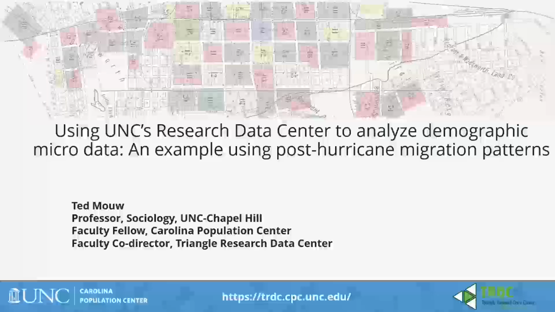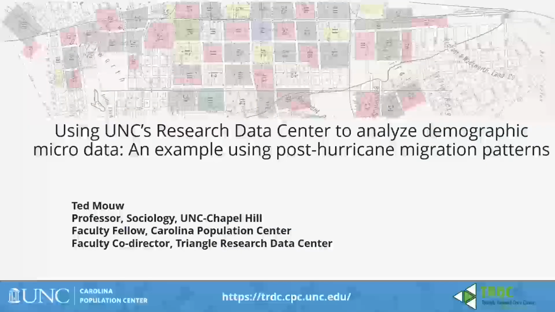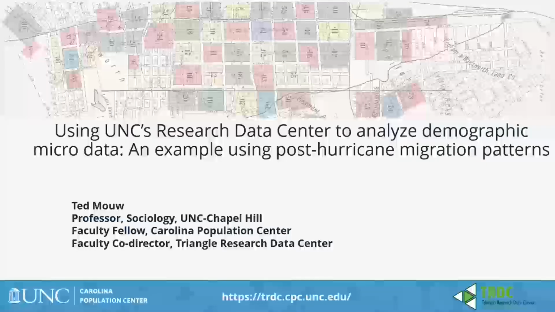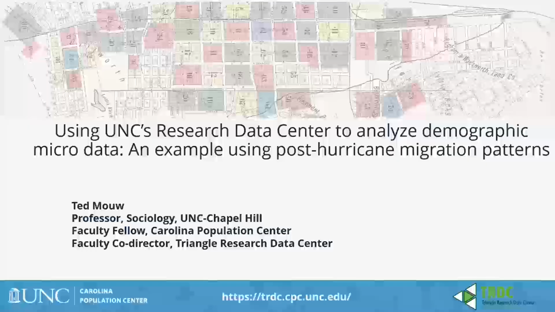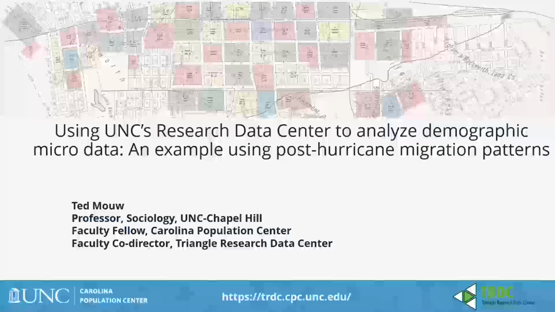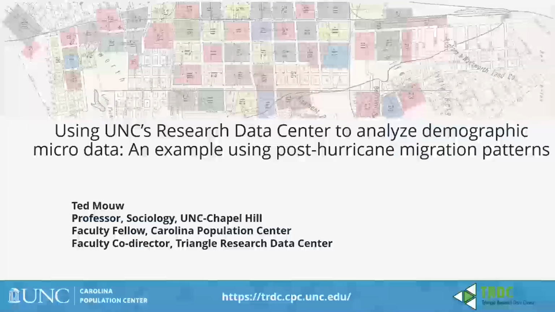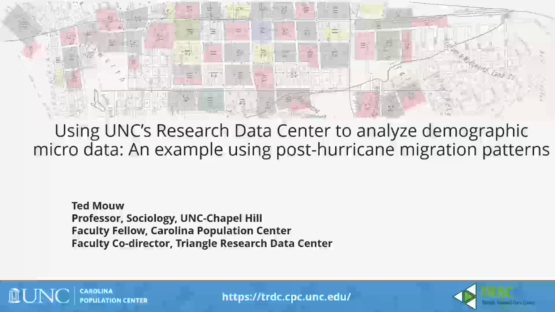And then the second half of the talk is a concrete example, using American Community Survey data with the geographic linkages to analyze post-hurricane migration patterns, emphasizing one of the benefits, the additional variables that you get using the research data center. So even if that doesn't necessarily align with your specific research interest, I think it might be a concrete example to illustrate what you can do with access to the RDC.